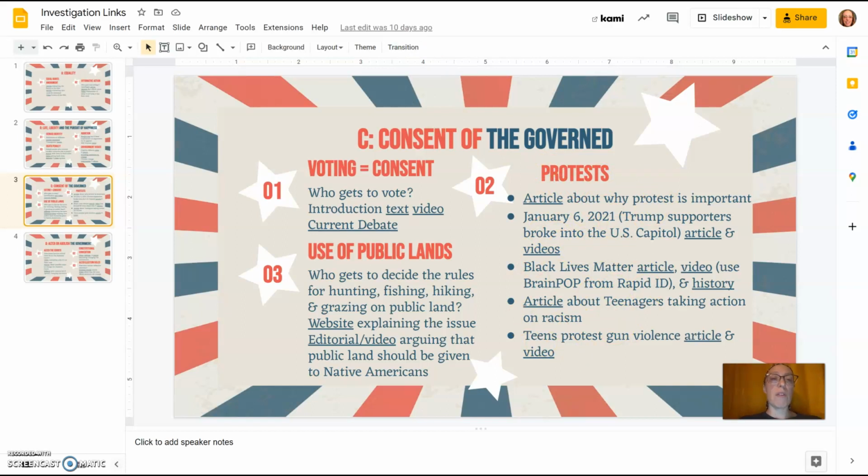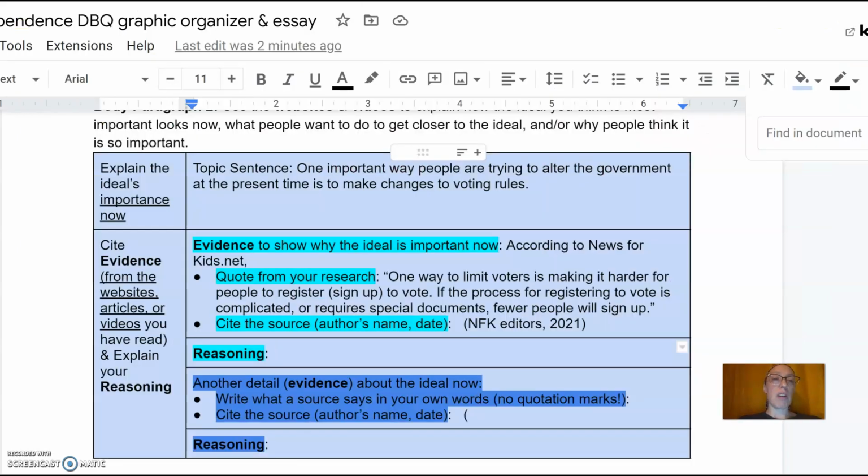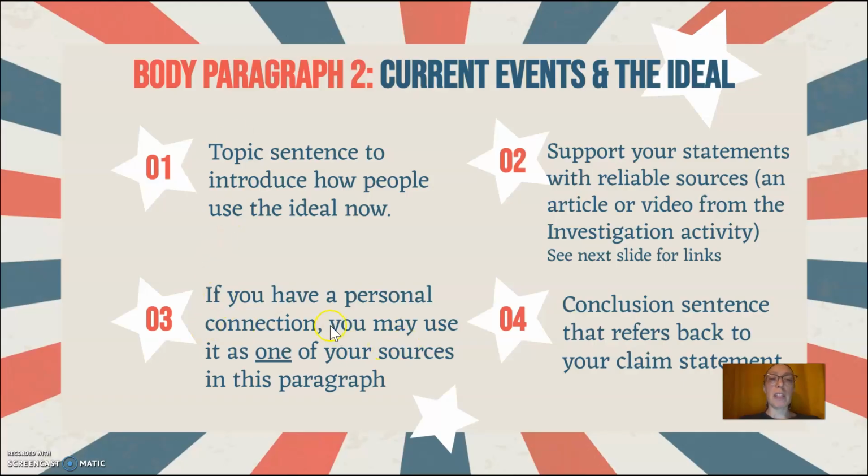Any of those would be, sorry, wrong slide. There we go. A personal connection. So you can use that as one of your sources in this paragraph, but only one. You have to have another source from an article or video or some other reliable source. The documents would be okay too.